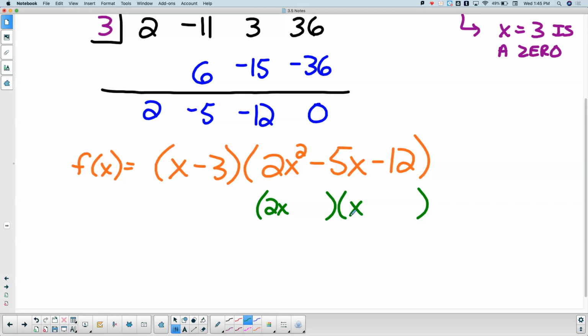Okay? My choices for negative 12 are 1 and 12, 2 and 6, 3 and 4. One of them has to be negative. The other one has to be positive. So I'm going to go with plus 3 and minus 4. If I do that, then these two give me negative 8x. These two give me positive 3x. Together, those two give me negative 5x.